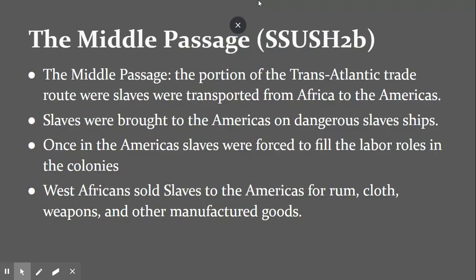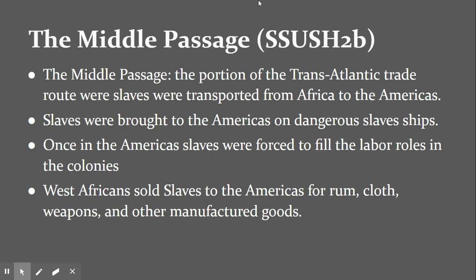So the middle passage that we talked about: the portion of the transatlantic trade where slaves were transported from Africa to the Americas. A very, very bad way of life, a very sad way to have spent the remainder of a lot of their lives, and it's what is going to come within the next 200, 300 years.